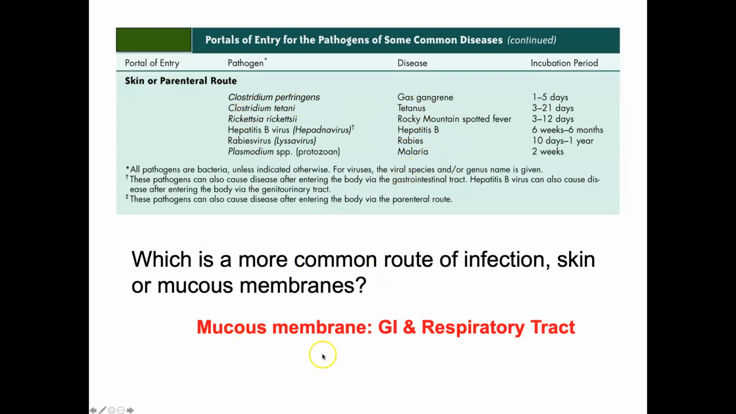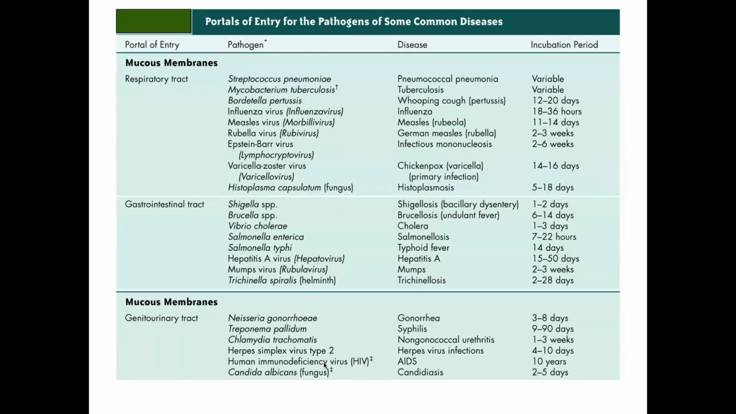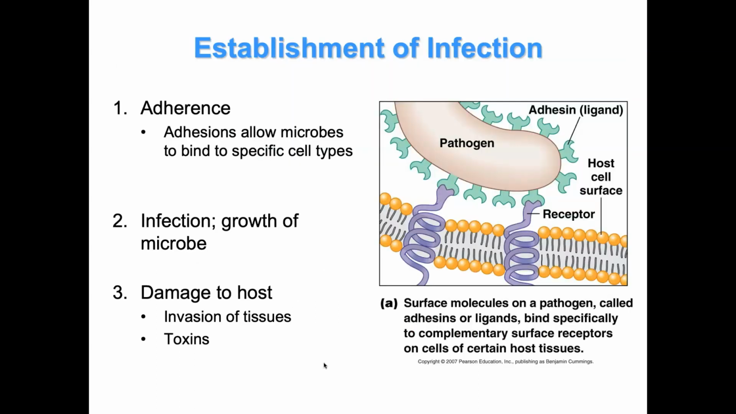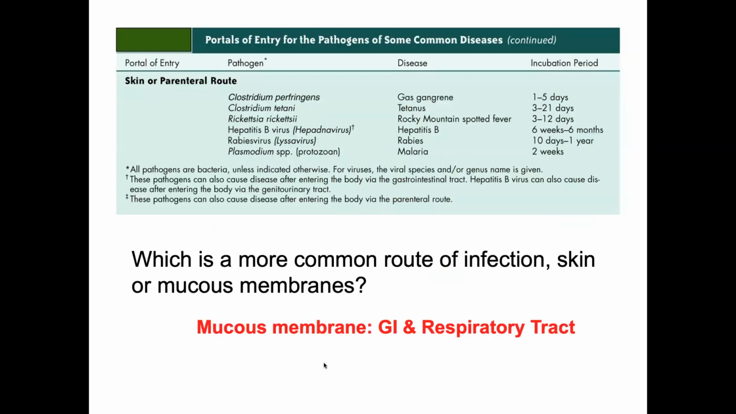And I didn't mean to show you the answer here, but which is the more common route of infection? Is it the skin or the mucous membrane? Just looking at this extensive list, you see that it is the mucous membrane, which includes the gastrointestinal and the respiratory tract, that has the most within that group. Okay? Let me just go back to this. So most of the microorganisms are going to enter through the mucous membrane of the gastrointestinal tract and the respiratory tract. Why is that?